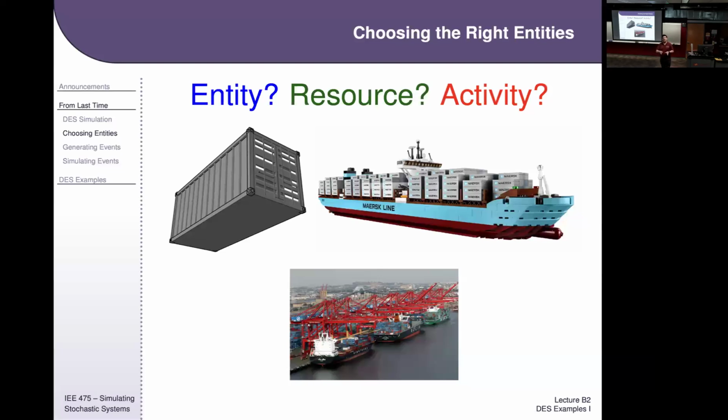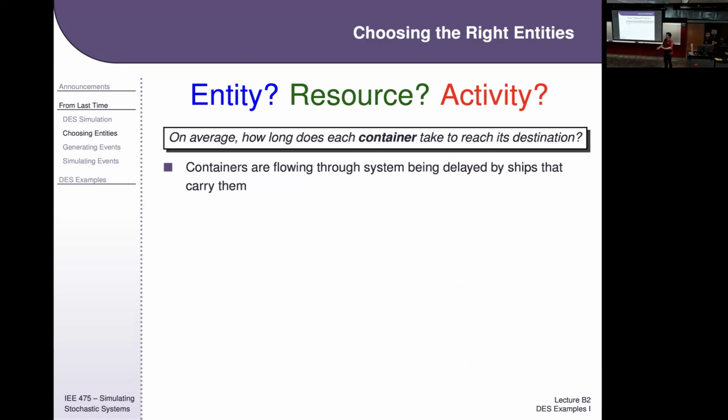So we can focus on different research questions. And by focusing on different research questions in this system, we'll get different choices of entities and resources. So if we're focusing here on the question, how long does each container take to reach its destination, then we're modeling this as containers are the things flowing through the system, and they're being delayed by ships that carry them. So based on this, what is a container? Is it an entity or a resource?